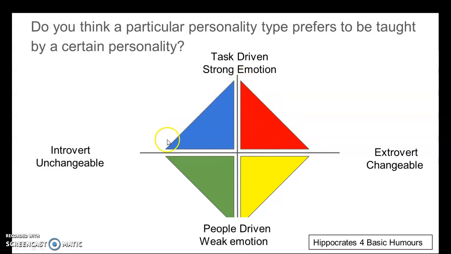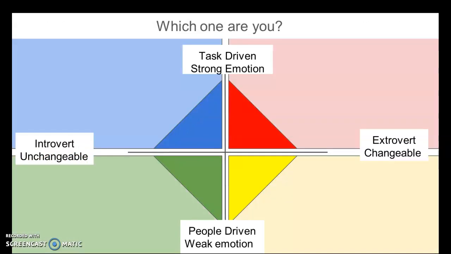Then you've got somebody who sits more in the blue. Again, similar to red, task-driven, strong emotions, but they tend to be a bit more introvert and not as changeable, flexible or adaptable. And then you've got somebody who sits here in the green. Similar to yellow, very, very people-driven, and like I say, linked to people's emotions. But opposite to yellow, they tend to be a little bit more introvert and again, not as adaptable to change.